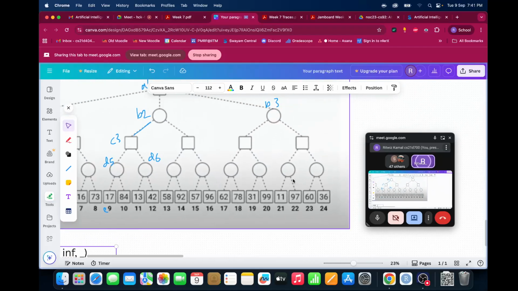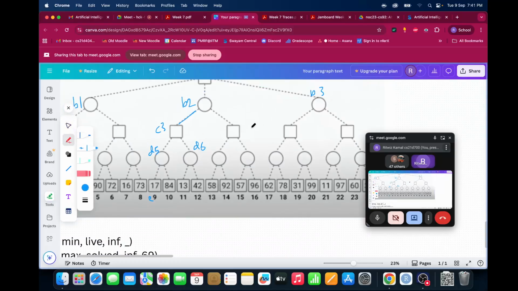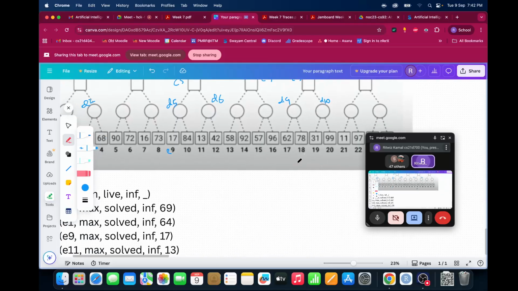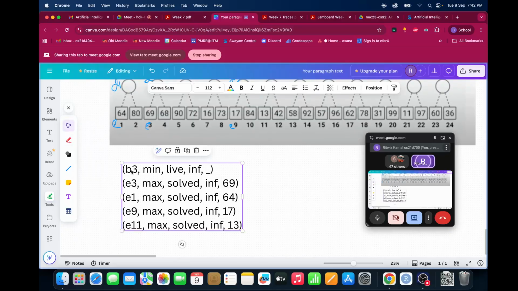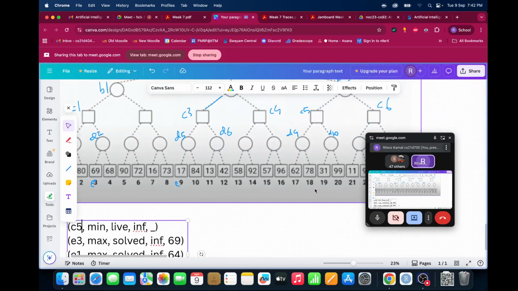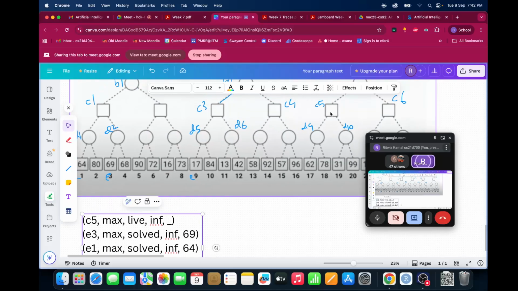Okay. So now B3 is at the top. For B3, what will be added? C5. Correct. This was C5. This was C4. D9 and D10. So when B3 gets popped out, C5 is added. C5 is a max node, live, infinity bound, and current value unknown.